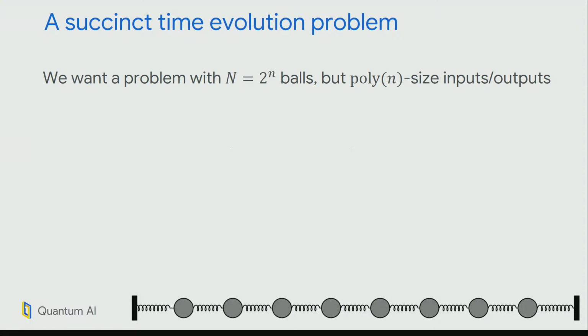Okay, so as I said, we want succinct inputs, and what I mean is, if capital N is 2 to the little n, I want inputs that are of size polynomial in little n, or in terms of the original capital N, it's polylog capital N.